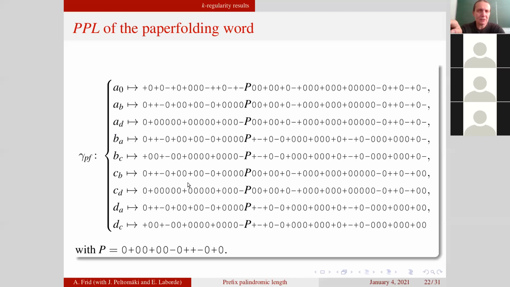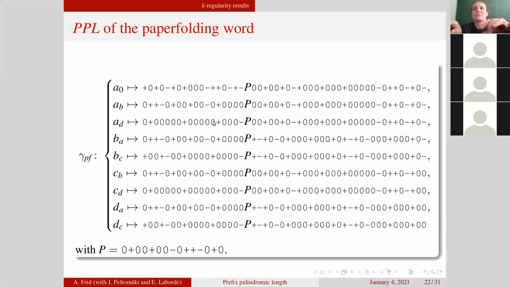Well, now the first differences of the prefix palindromic lengths of the paper folding word. Unfortunately, it is not so easy to draw it like for the two immersed words, because the longest palindrome in the paper folding word is of length 13. So the function of the prefix palindromic length will be growing. Asymptotically, it will not be too close to the horizontal line. So instead of drawing, I can just show you this.